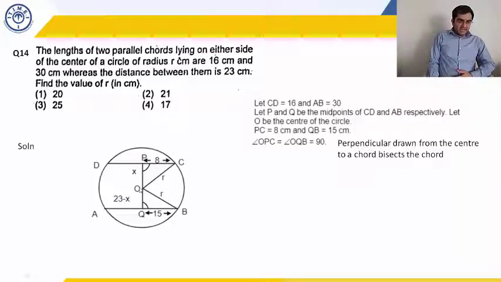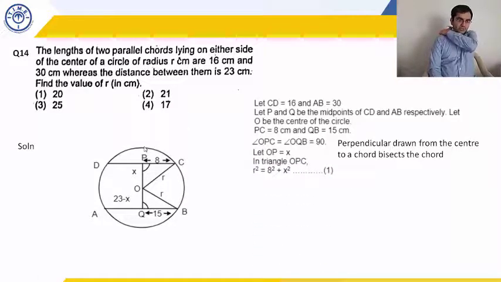So what I do is that I take OP equal to X and the distance between the chords is given as 23 centimeters. So I get OQ as 23 minus X. And then I use Pythagoras theorem in triangle OPC. So I get R square is equal to 8 square plus X square. That is equation number 1. Right angle triangle, Pythagoras theorem.